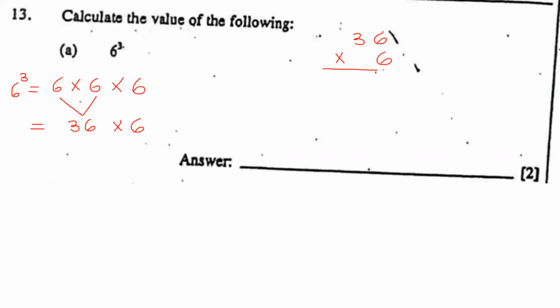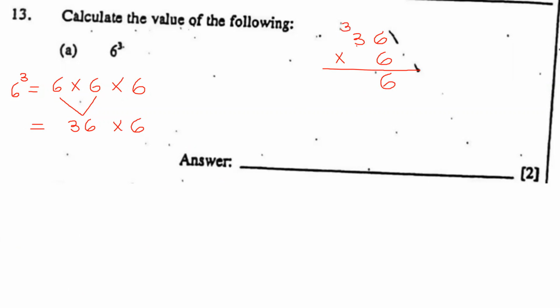Again, 36 times 6. We have 6 times 6 is what? 6 times 6 is 36, not 12. So again, 6 times 6 is 36. We put the 6 down, we put the 3 up.